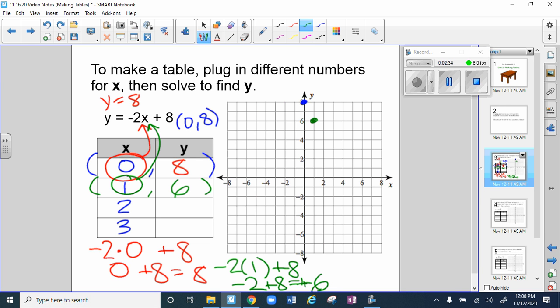And I'm going to keep going through these. So I'm plugging in 2 for x. That means I will have -2 times 2. Then I'm adding 8. So -2 times 2 is a -4. And I'll add 8 and end up with a +4. And I can plot that point on my graph. 2, 4, that's a solution to our equation. It's a point on the line. So 2, 4.